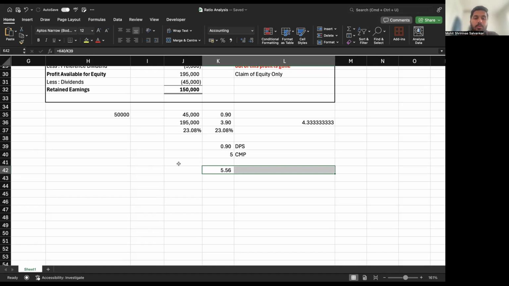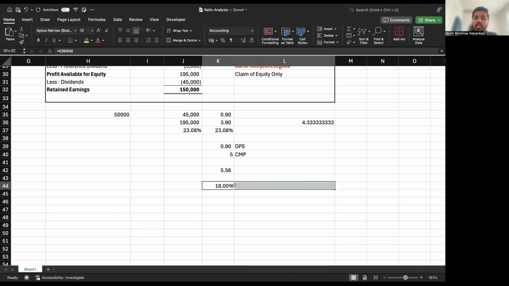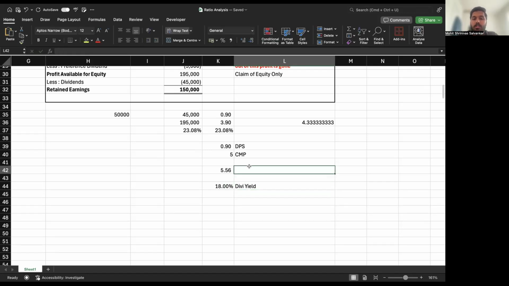Okay, so how do we do it in percentage terms? Dividend divided by market price. We say if we buy shares for 5 and we get 0.9 as dividend, we say 18% is the dividend yield. In other words, it will take 5.56 years to get a repayment of the entire amount. So this ratio is called dividend yield, and this ratio is called price to earning ratio.